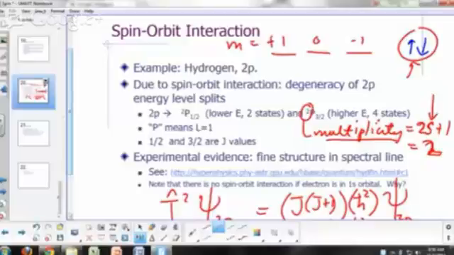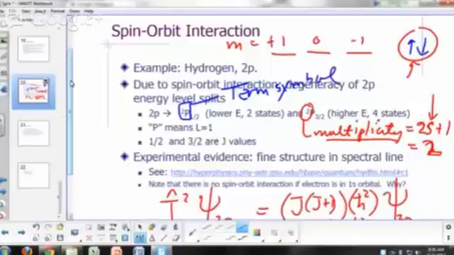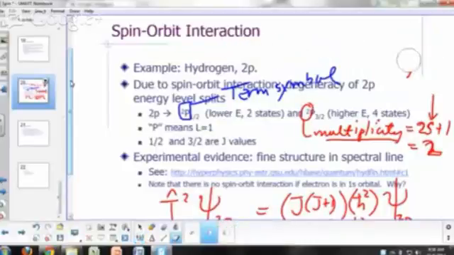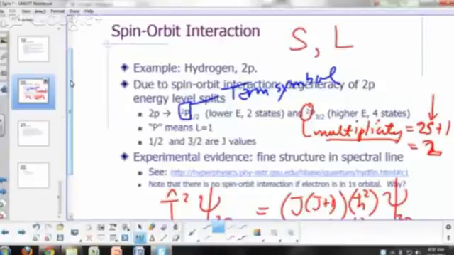So this expression right here, the doublet P, is called a term symbol. And when we get to atoms with more than one electron, we're going to look at a more general way of deriving that term symbol. So a term symbol tells you what the multiplicity is. In other words, it tells you what the quantum number S is, and it tells you what the quantum number L is.